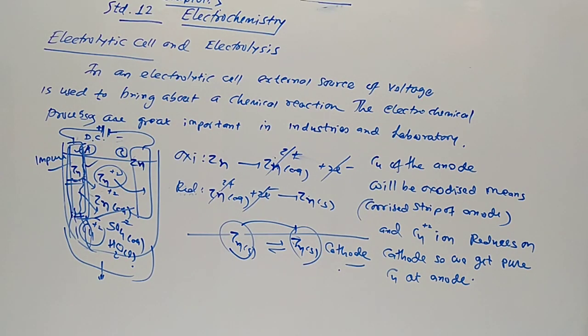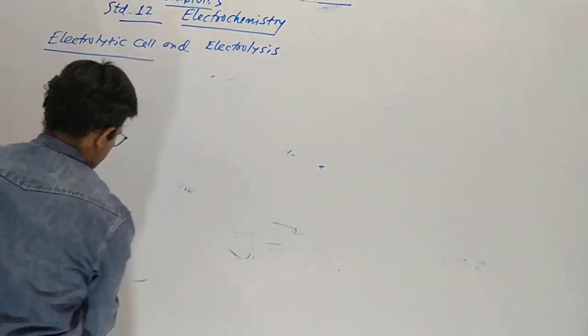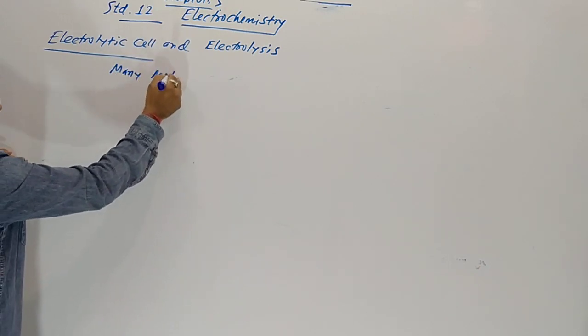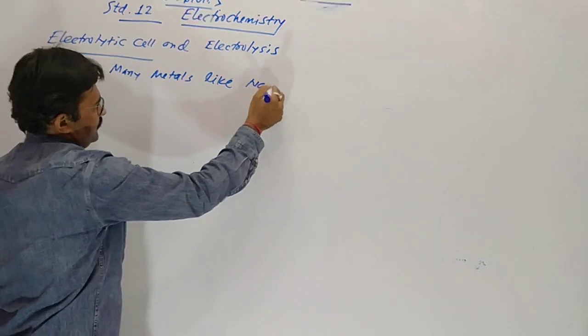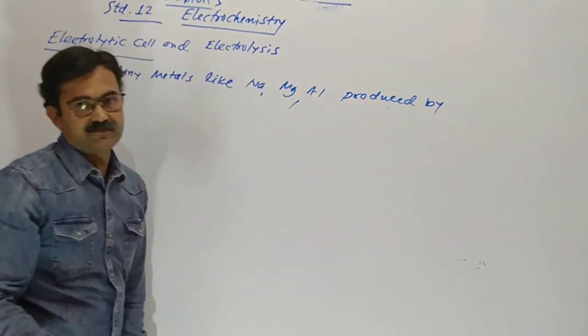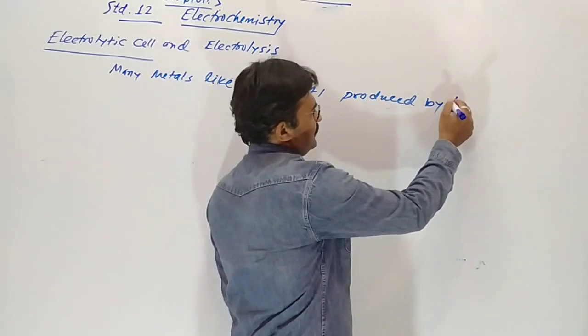Many metals like sodium, magnesium, aluminum are produced on a large scale by using this method, electrochemical reduction of their respective cations.